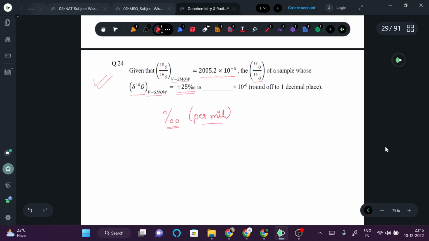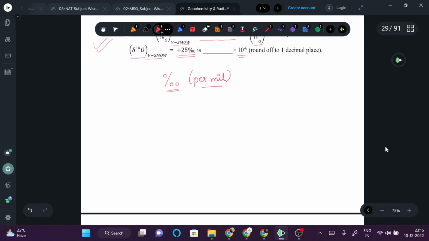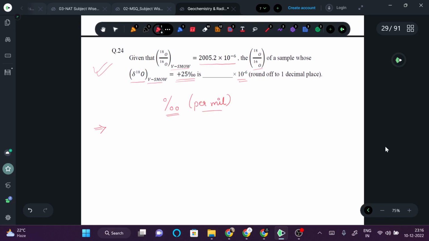Per mil, is dash into 10 to the power minus 6, round off to 1 decimal place. This is actually a basic question that involves just a bit of calculation, and it is formula driven. This is from VSMO. We will see what formula we can apply over here and how we can directly get to the answer. Such questions I don't think we have discussed so far, but we will see here.